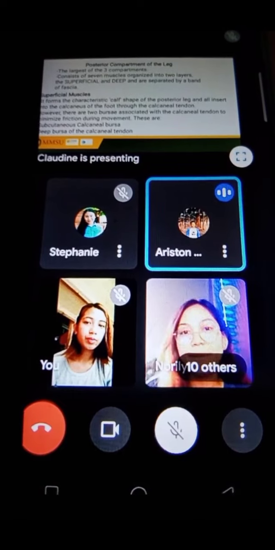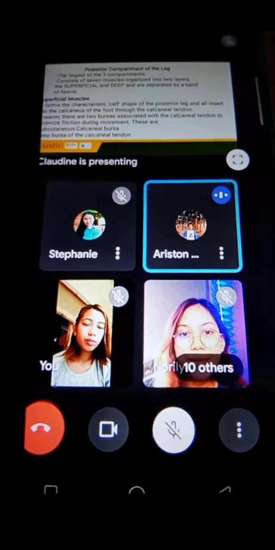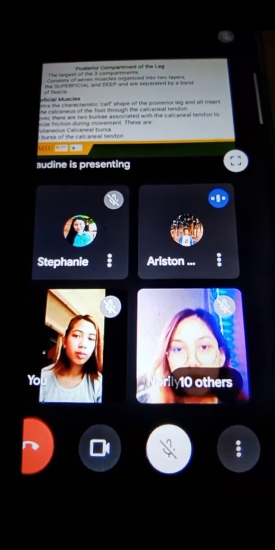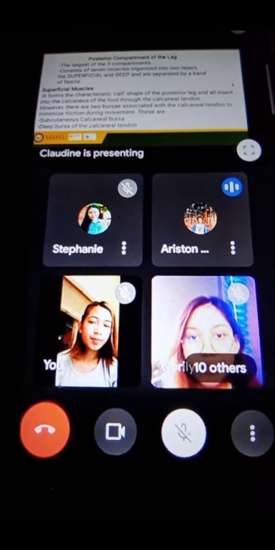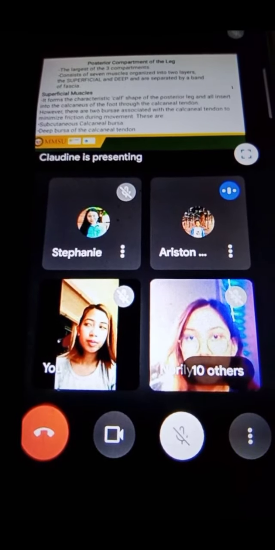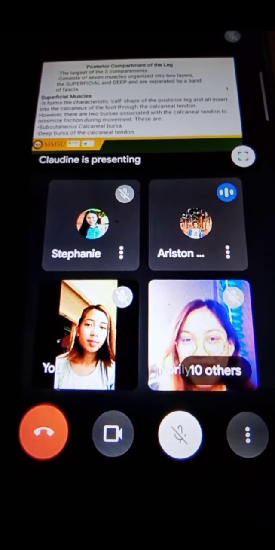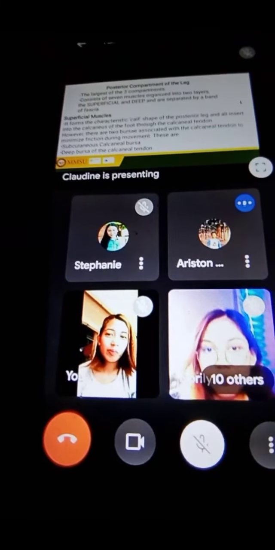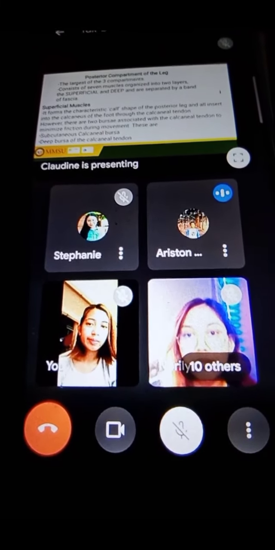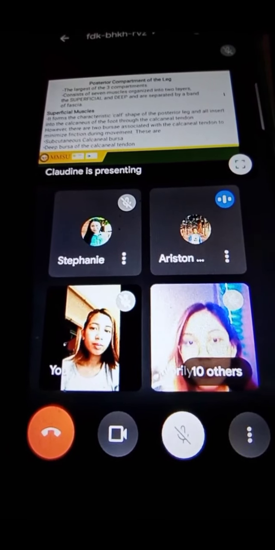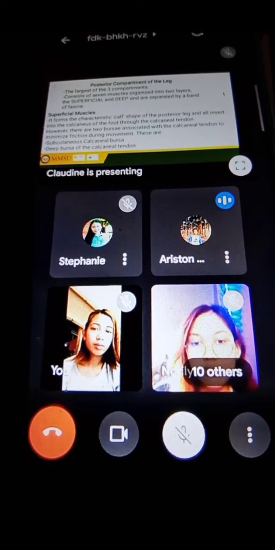It forms the characteristic shape of the posterior leg and the calcaneus of the foot through the calcaneal tendon. However, there are 2 bursae associated with the calcaneal tendon to minimize friction during movement. These are the subcutaneous calcaneal bursa and the deep bursa of the calcaneal tendon.